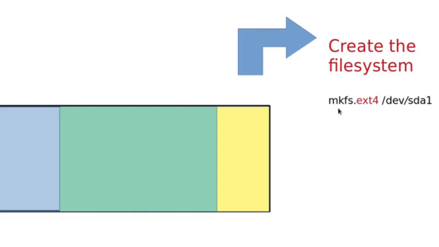The command for this is mkfs, that means make file system. What file system? ext4. And where do we want that? We want that here on the blue partition SDA1, on the device SDA1.